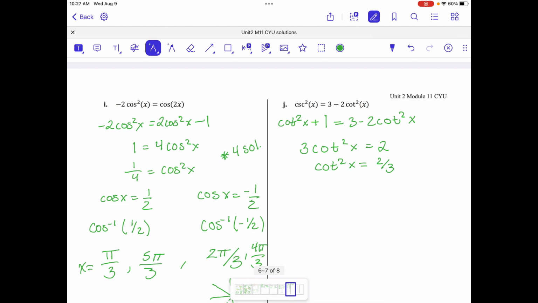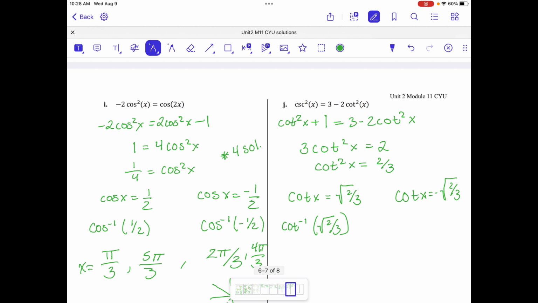So I like to think of this as cotangent x equals the positive square root of 2/3, but it could also come out to be the negative square root of 2/3. And I need to take the inverse of both of these. Now, inverse cotangent I can do using Desmos, so I don't need to worry about finding reciprocals here. And so I would take inverse cotangent of square root of 2/3.